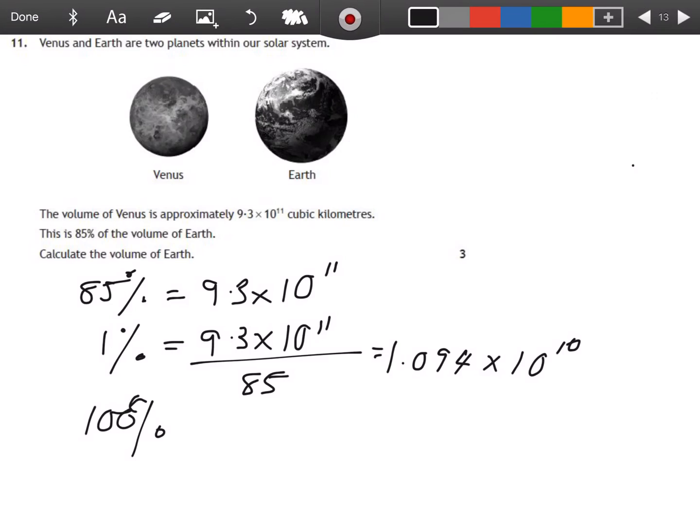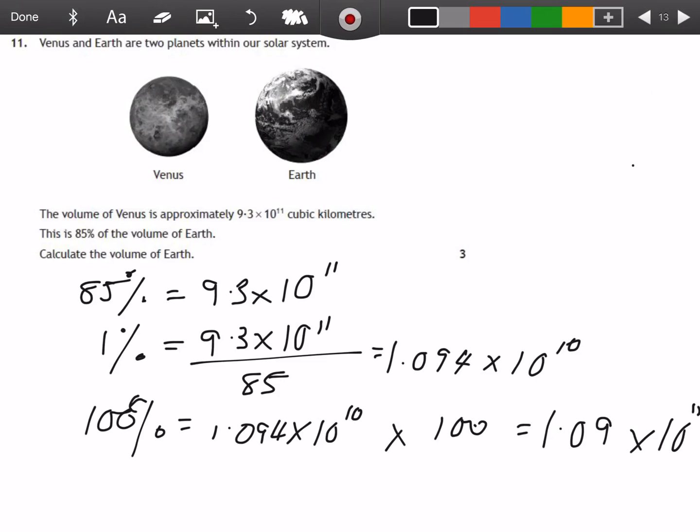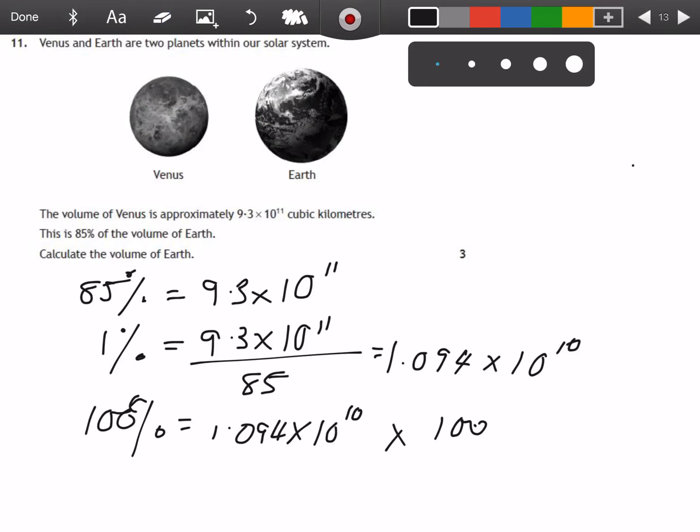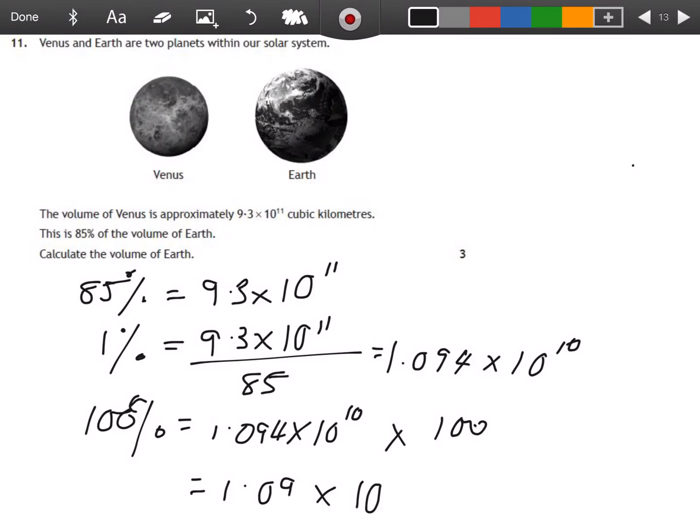Now, if that's 1%, how do I get 100%? Well, I times this number by 100, and that will give me 100%. 1.09 times 10 to the power 12. I'm going to write it on the line below. 1.09 times 10 to the power 12.